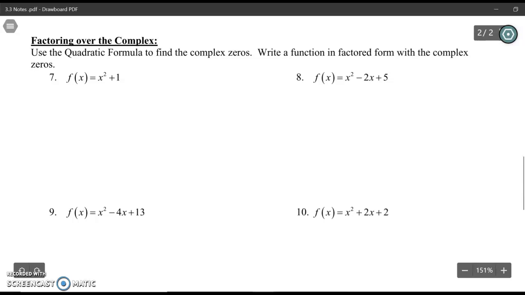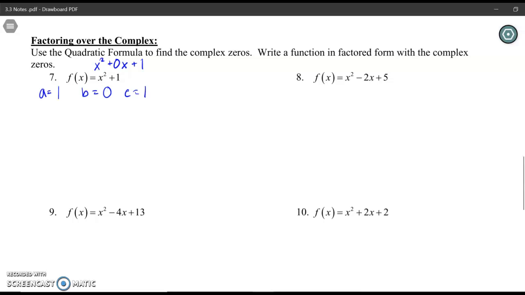So with number 7, I'm actually going to rewrite it so it might be easier for us to see some of the things that are happening here. I have x squared plus 0x plus 1. So to do the quadratic formula, identify what a, b, and c are. My a is 1, my b is 0, my c is 1. Then I have to plug that into the quadratic formula.